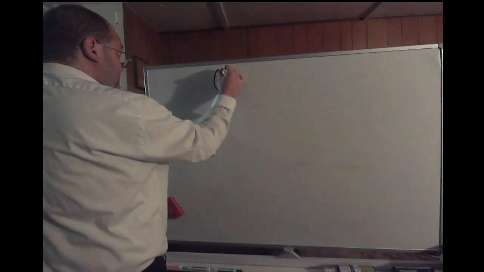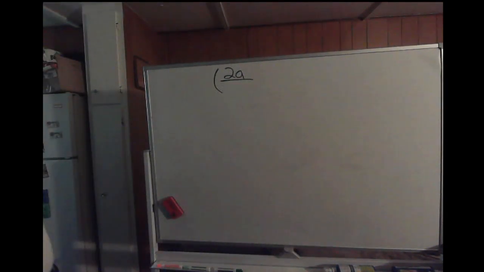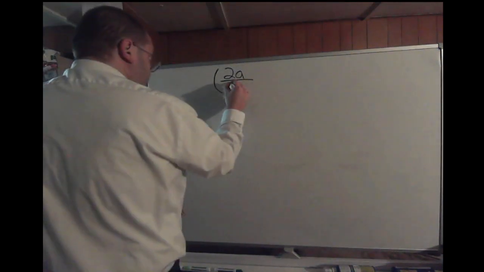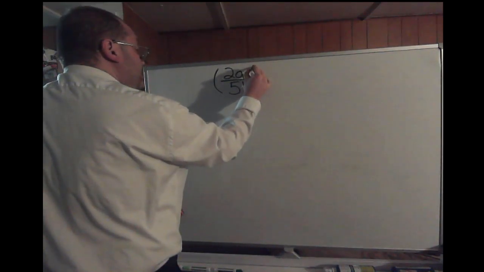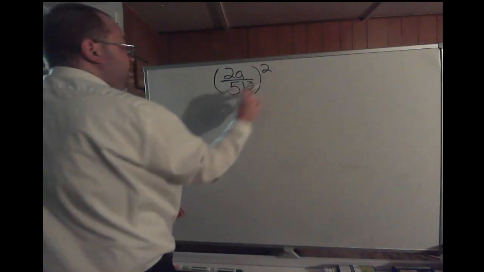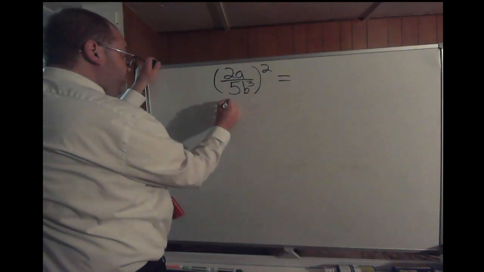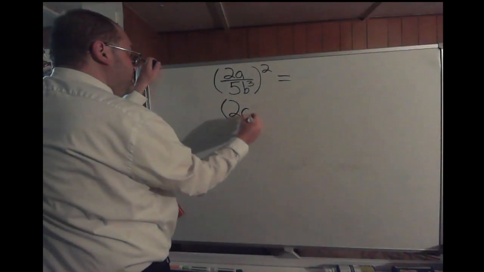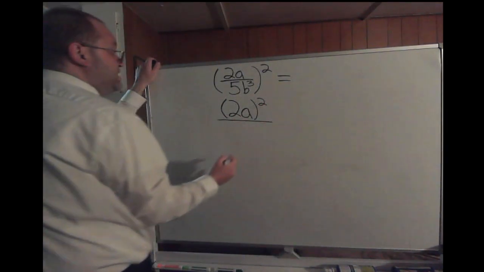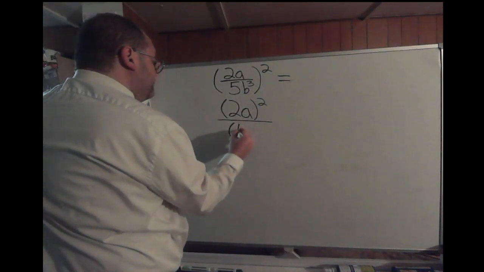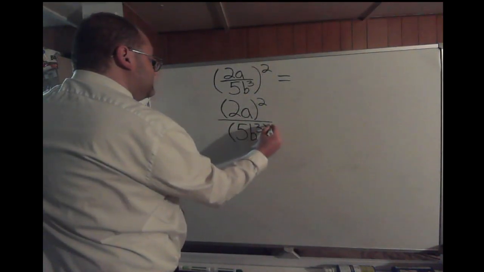Alright, let's see. We have 2a over 5b to the third, that quantity to the second power. Well, start out, take your numerator of 2a, raise that to the second power, over your denominator, the whole quantity of 5b to the third, that to the second power.